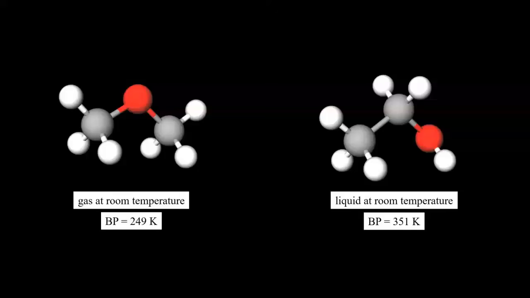So compound 1, which is known as dimethyl ether, is a gas at room temperature. It has a boiling point of 249 Kelvin, and it is not able to form hydrogen bonds with itself. Compound 2, which is known as ethanol, is a liquid at room temperature. It has a boiling point of 351 Kelvin, and it is capable of forming hydrogen bonds with itself.